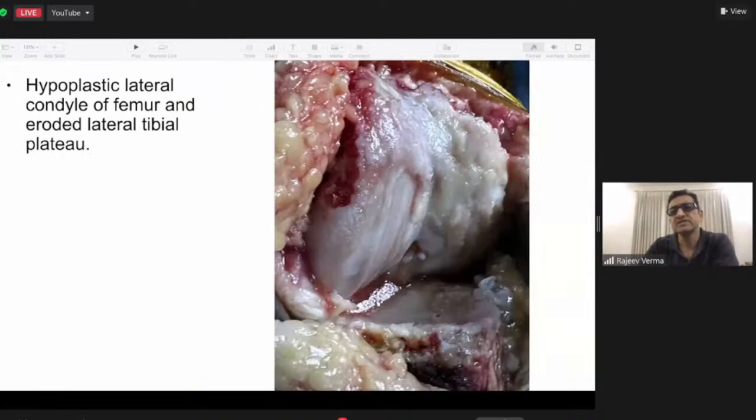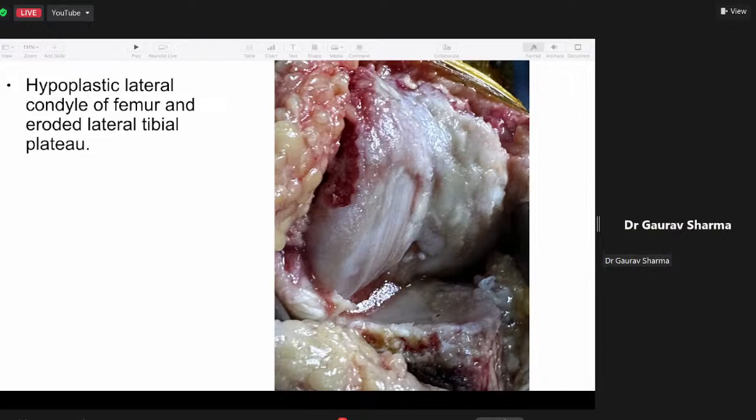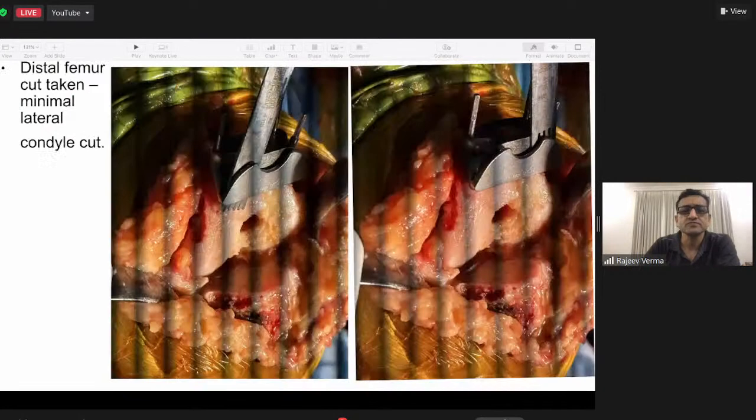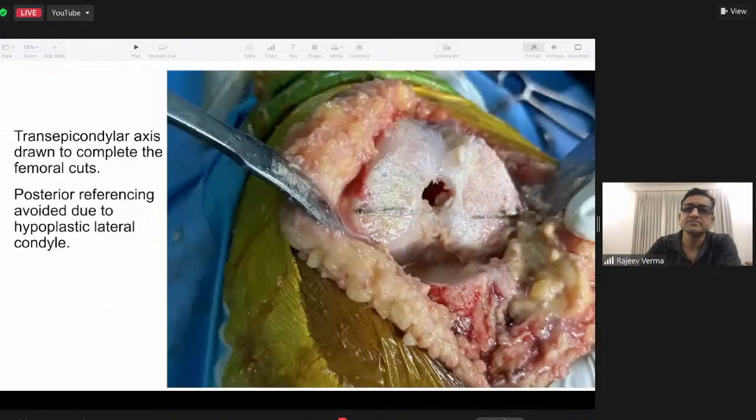So this is the intraoperative picture with hypoplastic lateral condyle of femur and eroded lateral tibial plateau. There's obviously a lot of erosion on the medial side also. So if you see these cuts, as we have already discussed, there will be very little cut on the lateral side. I also use a transepicondylar axis to check my rotation in these cases because of the hypoplastic lateral condyle. So I mark it with a cautery.